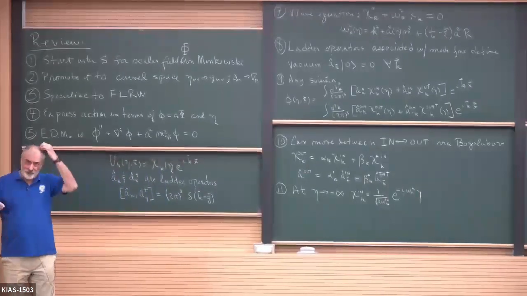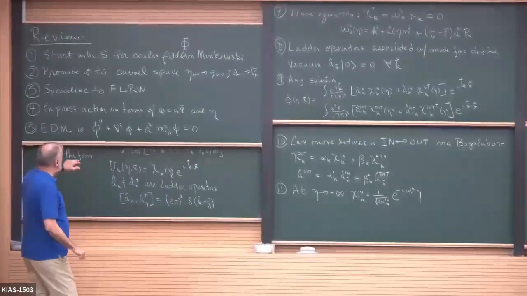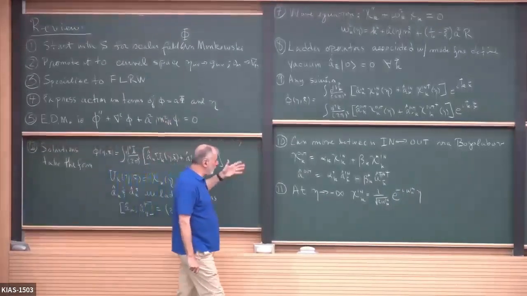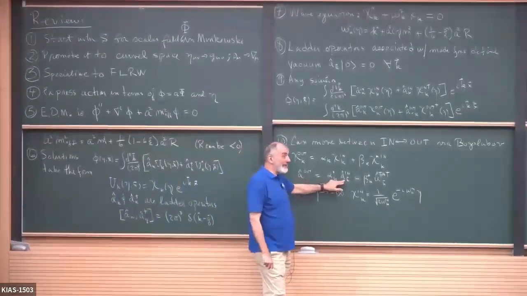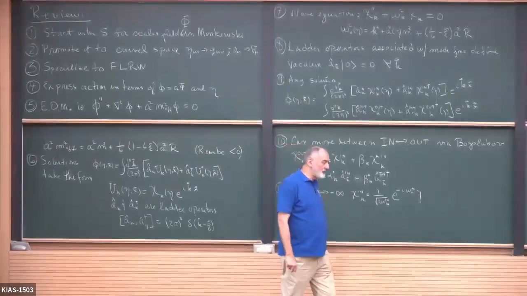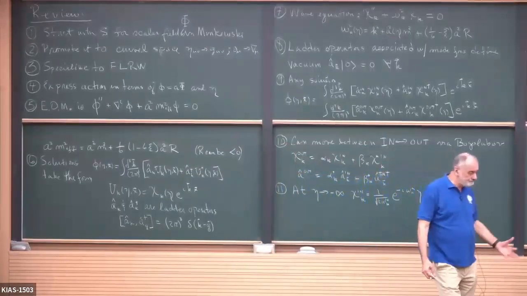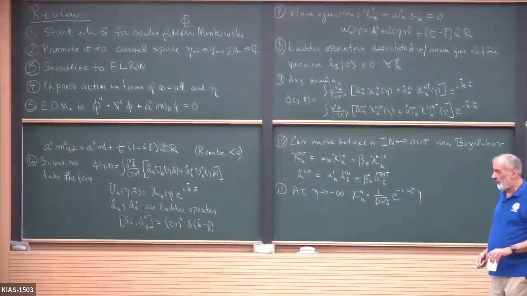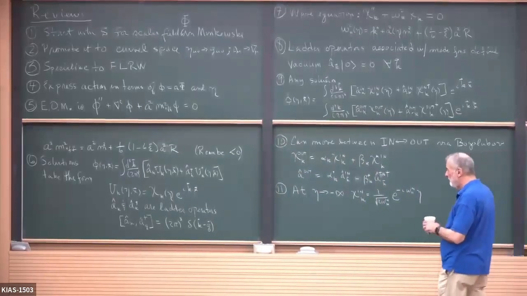And again, a notation alert. A is the scale factor, but eventually we will have ladder operators, which are also denoted by A. And the ladder operators should have an index on them, k, the wave number.